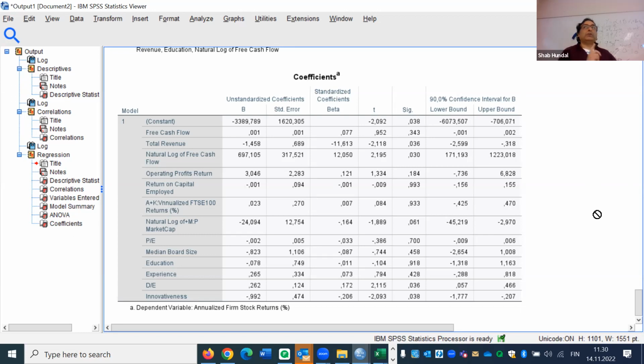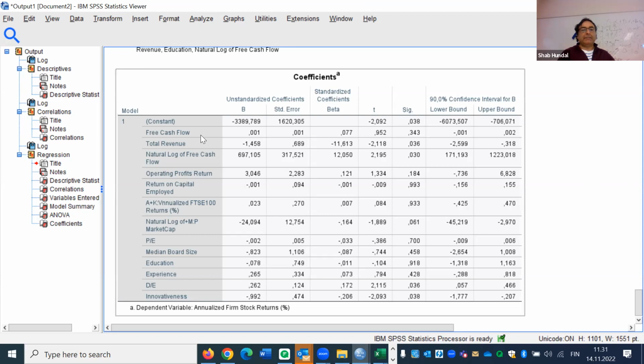Please remember, what was your dependent variable? The firm's annualized stock return. Okay, the first X, the first independent variable is free cash flow. Does it affect positively or negatively? Let me put the question: does the free cash flow affect the stock return positively or negatively? Positively or negatively? Leong? Positively or negatively? Positively.